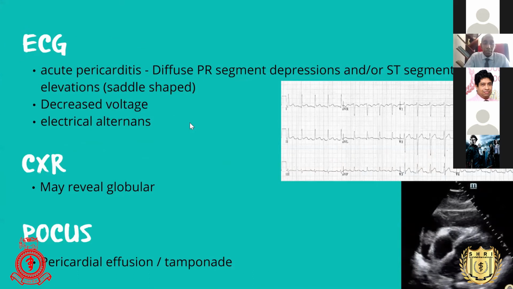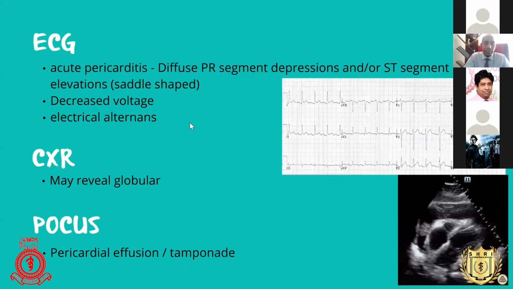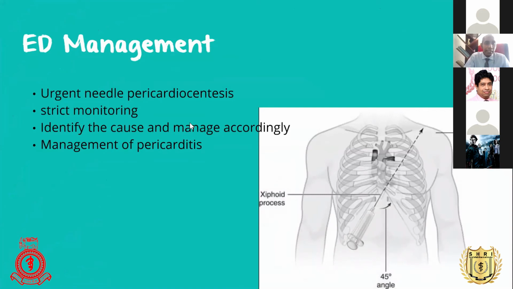and focused ultrasound is very helpful in these instances to identify pericardial effusion or tamponade, and especially for training purposes. So the management is urgent needle pericardiocentesis. Depending on the facilities in the emergency department in the hospital, you can decide who is going to do that, but it's an emergency procedure to be done as soon as possible. And then we can decide what is the reason for that, and what the management for pericarditis is, with strict monitoring of this patient, because these patients can have these effusions reaccumulate. So they have to be monitored very closely.